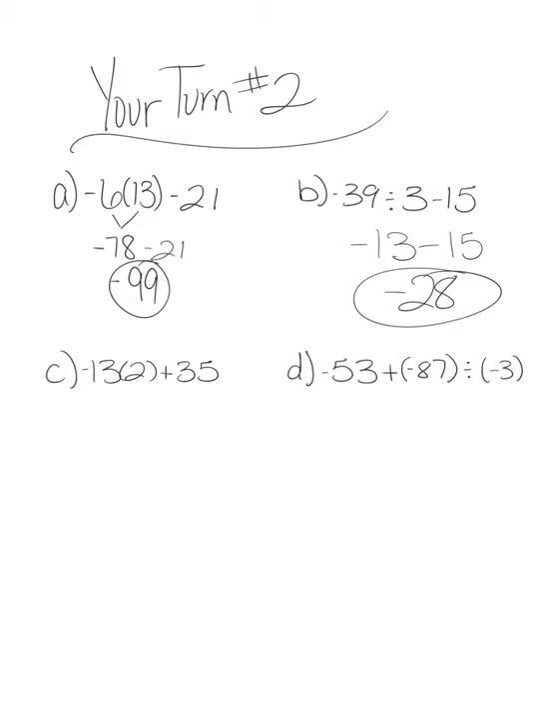In C, we have negative 13 times 2 plus 35. So negative 13 times 2 is negative 26 plus 35.